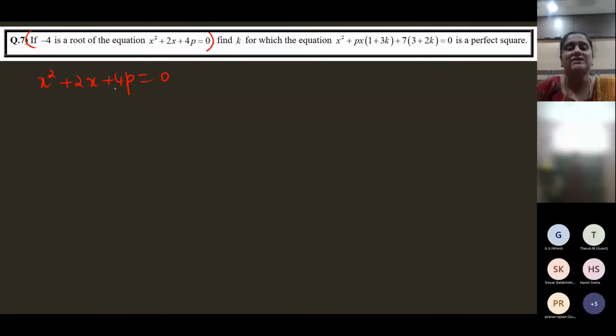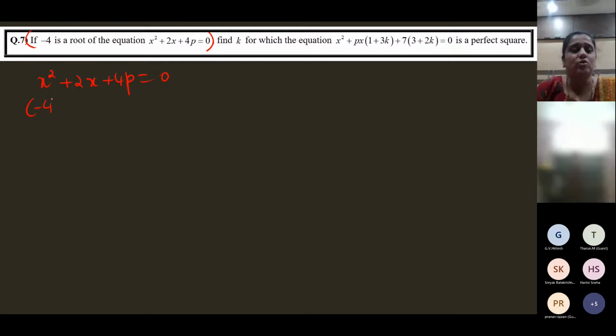If minus 4 is a root of the equation, so we'll not read ahead, okay? We'll read only this. If minus 4 is a root of the equation, the equation is x squared plus 2x plus 4p is equal to 0. If it is a root, it will satisfy the equation. That means wherever there is x, use minus 4.